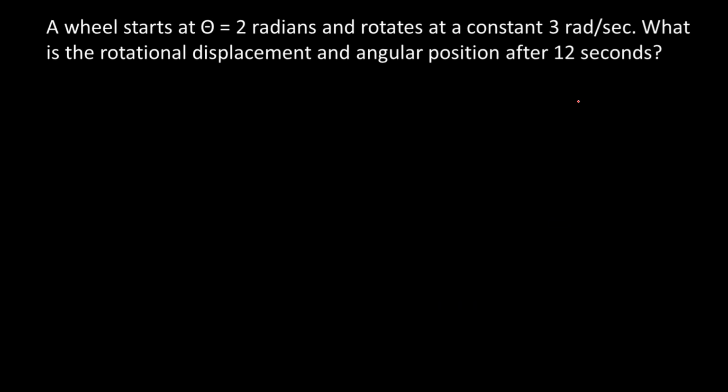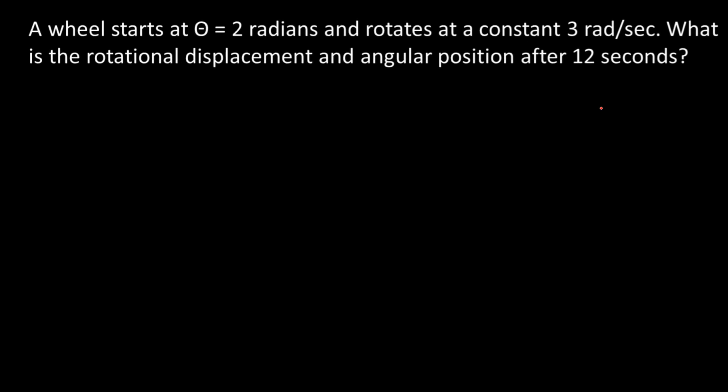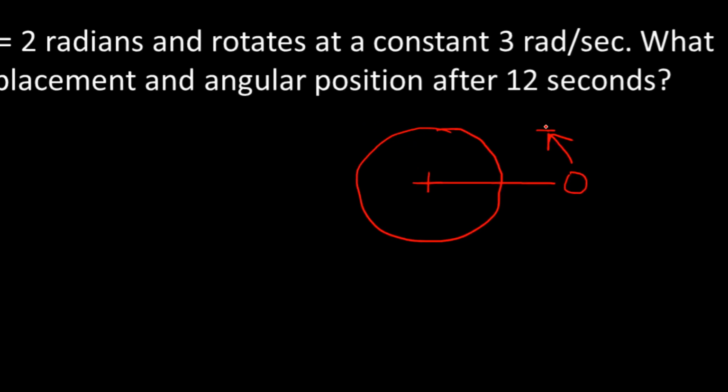Let's try an example problem. A wheel starts at theta equals 2 radians and rotates at a constant 3 radians per second. What is the rotational displacement and angular position after 12 seconds? Let's establish a couple of things here. We're looking at the rotational world, so we'll look at rotation about a disk. We're going to call this position the 0 position, and if we view it counterclockwise, that is going to be our positive rotation direction.